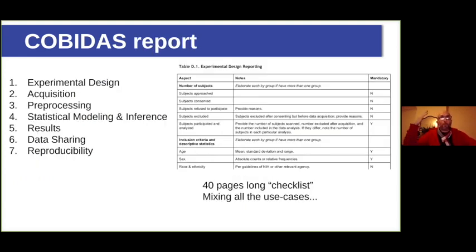If you go through the reports, a lot of them read pretty much like a typical paper, and they tell you for experimental design, here's what you have to report, for the acquisition parameters, pre-processing, and so on. They give you a list with justifications of why you should report this and that.